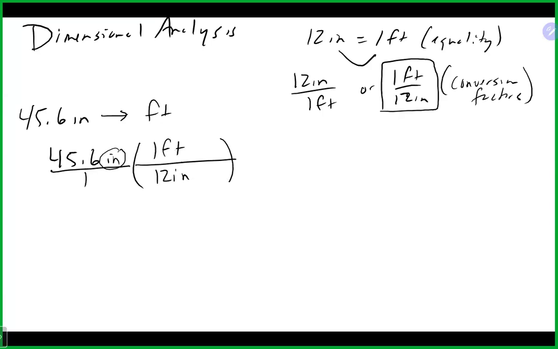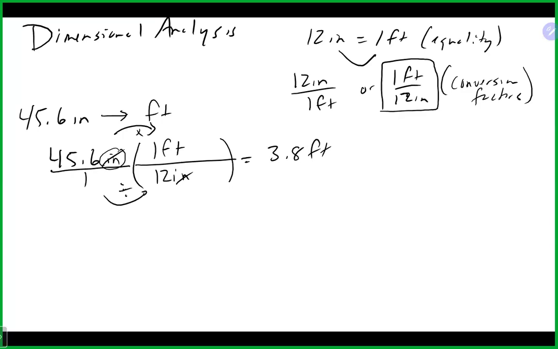Remember that when we do dimensional analysis, the math is also done for you in a sense. It's always the same math, which is we are multiplying the top and dividing the bottom. In this particular case, we end up with 45.6 divided by 12, 3.8 feet as the inches cancel.